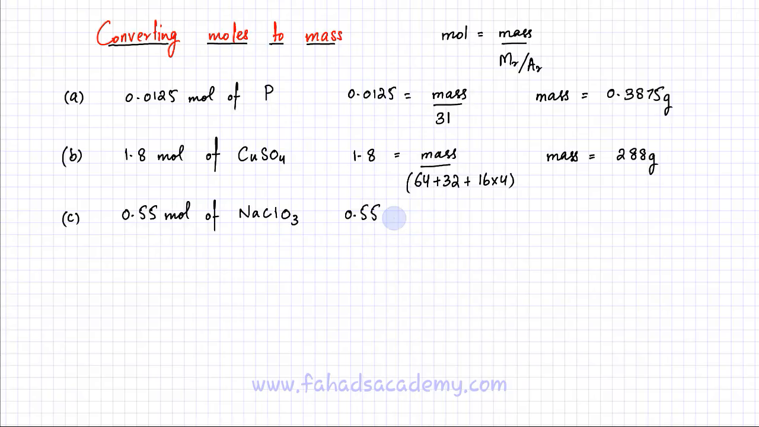So I know I have 0.55 moles, and moles is equal to mass divided by the MR. The MR would be the sum of all the atomic masses in the periodic table. So sodium is 23, and I have 1 chlorine, which in the periodic table is 35.5, and I have 3 oxygens, which is 16 into 3, and I'm going to sum that up. So the mass would be 0.55 multiplied by the sum of all of this, which would be the MR.